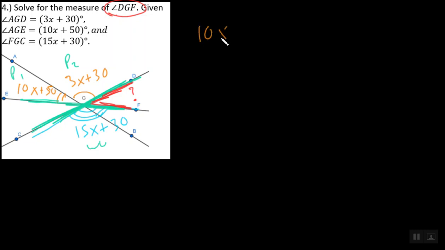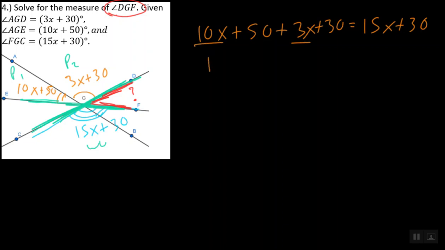Okay, so let's take our 10x plus 50, part 1, plus our 3x plus 30, our part 2, and let's set that equal to the 15x plus 30. Okay, and on the left, I ask myself, hey, can I simplify the left-hand side? And I can. I know that 10x can combine with 3x, which would be 13x, and 50 plus 30 is, of course, 80, and this will equal 15x plus 30. Now, once again, I have variables and constants on the left and on the right. So which one do I want to get rid of first, the variable or the constant? And so let's go ahead and get rid of our variable first.